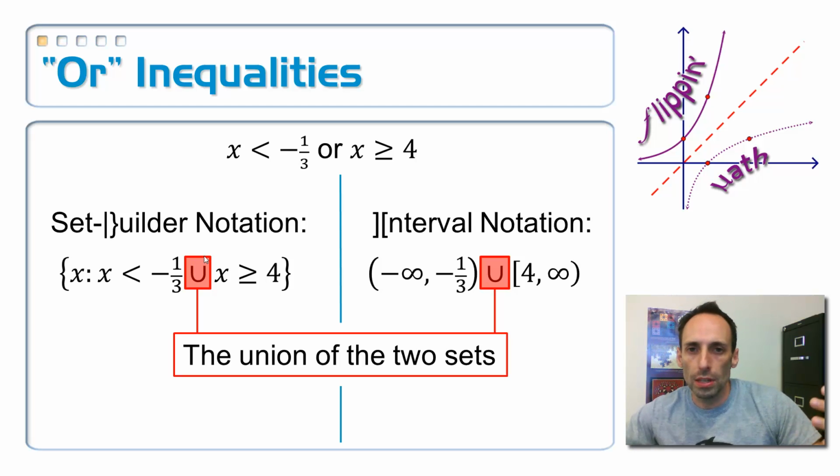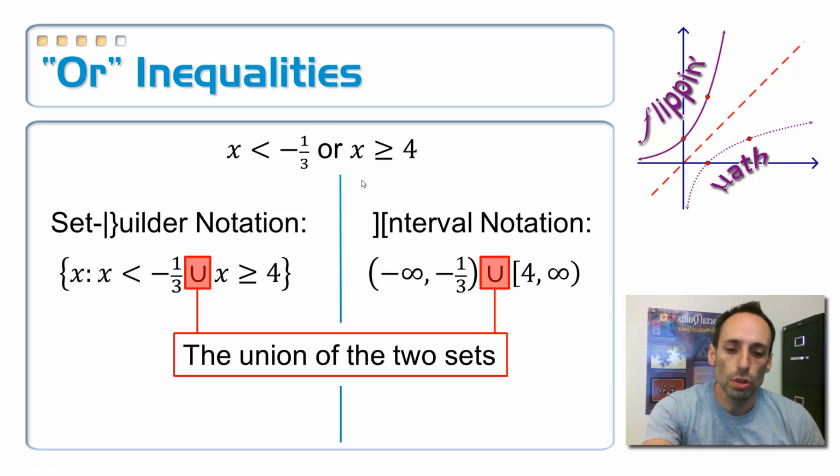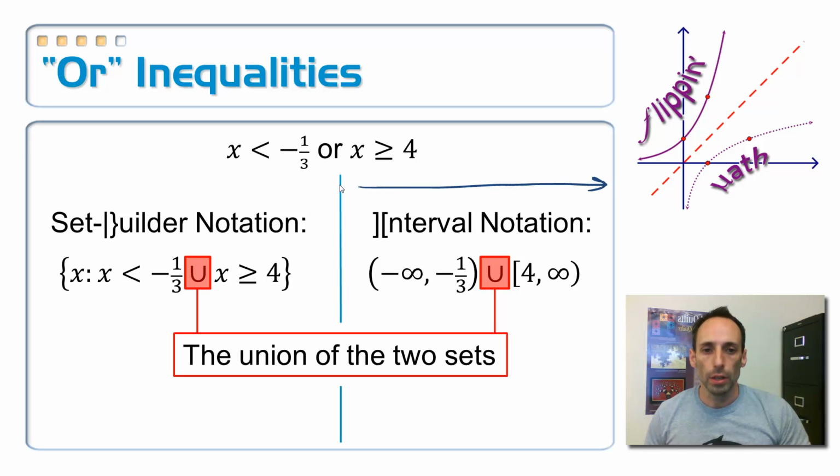Union, as in these two things put together. Anytime you have an OR inequality, you always use the U to separate them in either one of these notations. And for the interval notation, again, it might be easier if you just look at a number line and then pick out all the intervals from it.